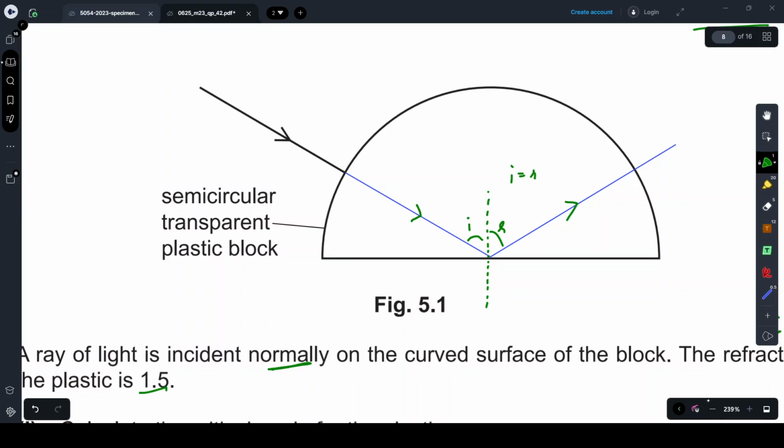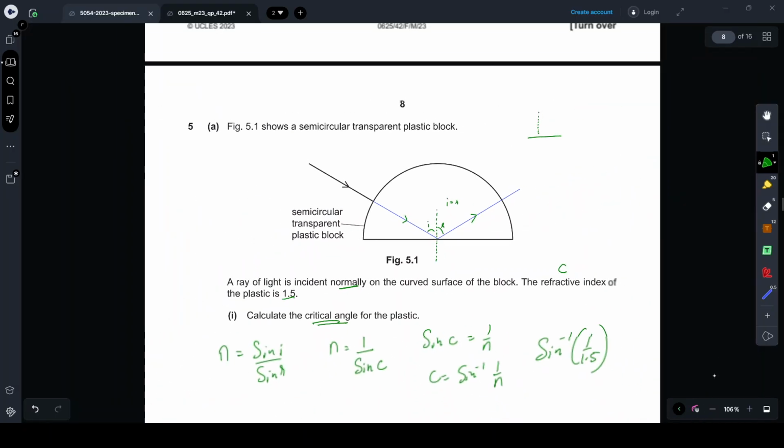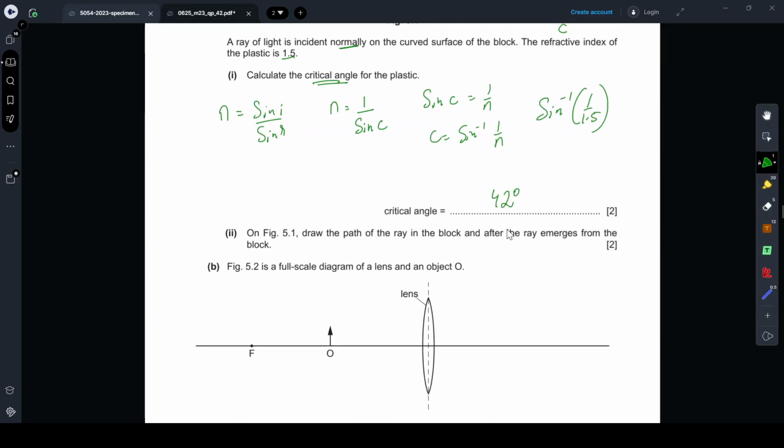Because the angle of incidence and angle of reflection are always the same. So what's happening over here is total internal reflection, and because it came in perpendicular to the surface, it's also exiting perpendicular to the surface, and so you're not noticing any refraction happening right on the curved edge.